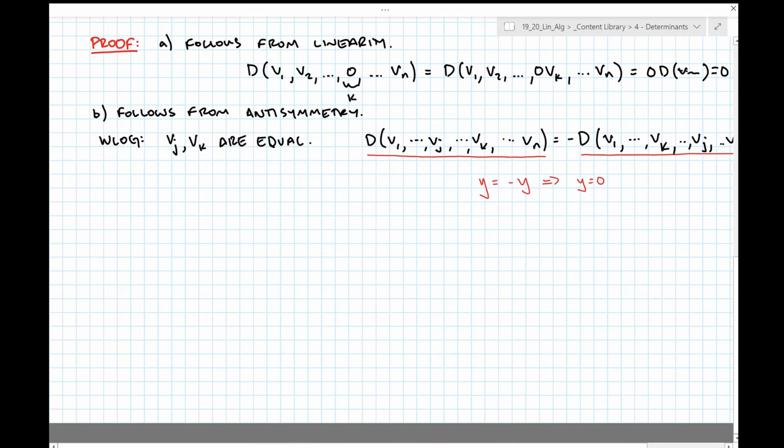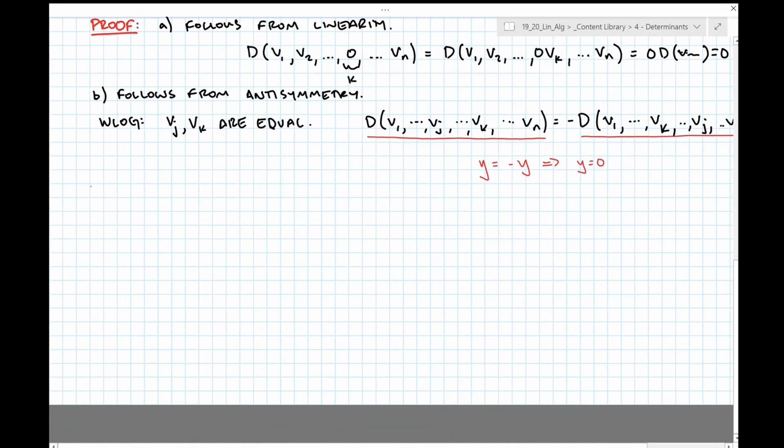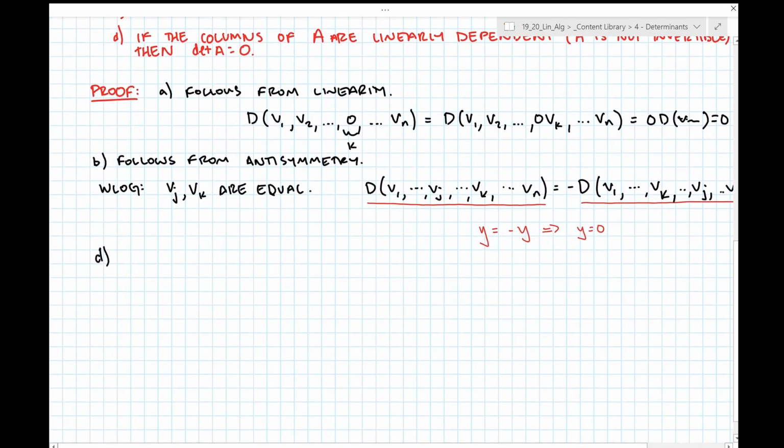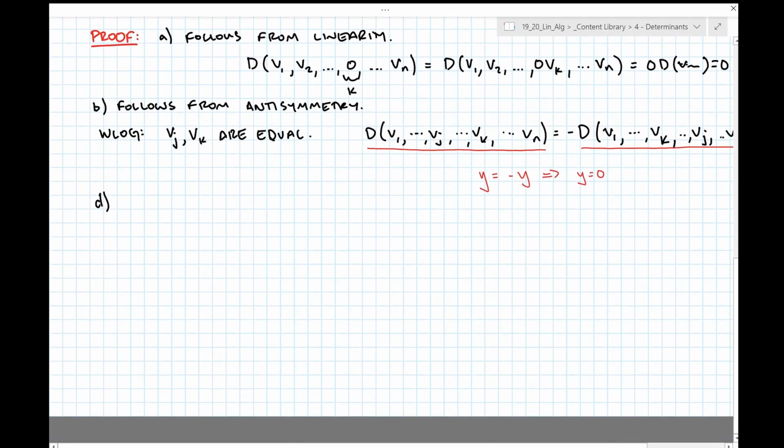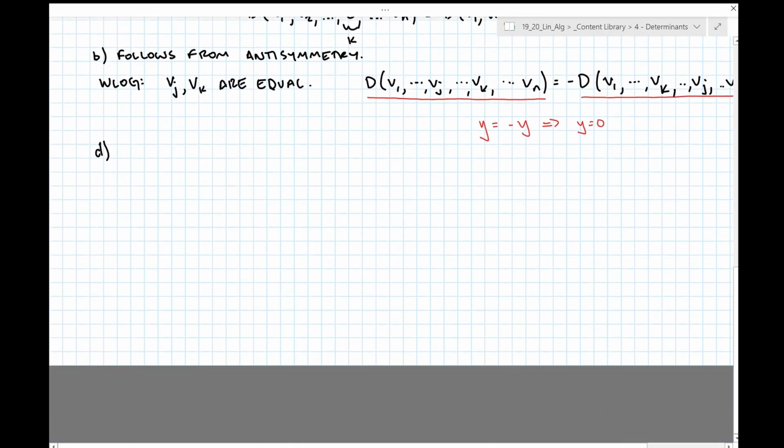But what is really interesting is, let's take a look at D. D said if the columns of A are linearly dependent, then A is not invertible, that is, the determinant is 0. That's really interesting. And so let's take a look.